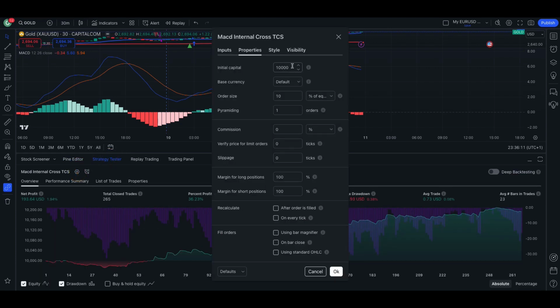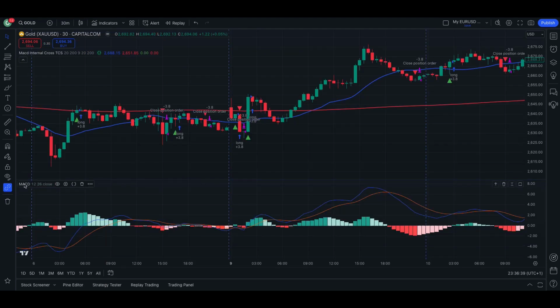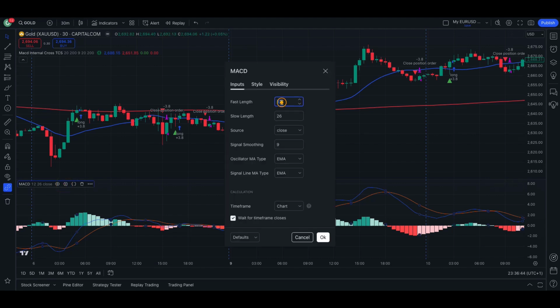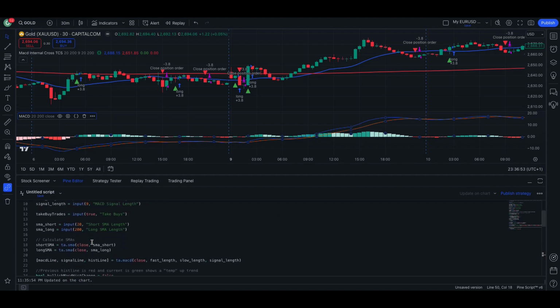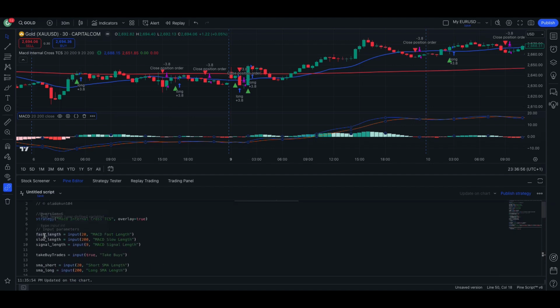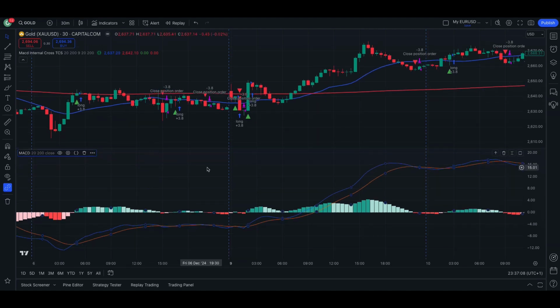So we can do this again. 100,000, I guess. Then 10%. Yeah, something like this. So the MACD here is the MACD of 12 and 26. So we can actually change it to 20 and 200, so it aligns with what we have in our code. Our code says the fast and the slow for MACD is 20 and 200, which is also what we have here in this MACD indicator. So we can also verify.